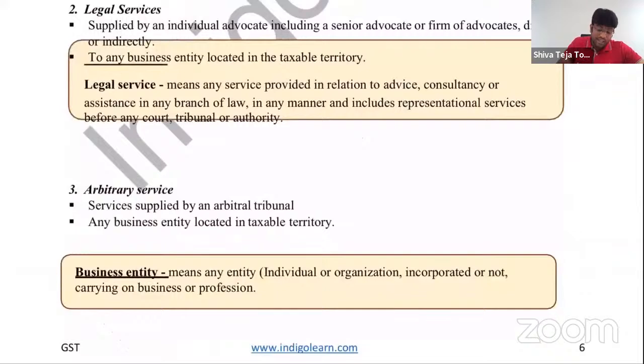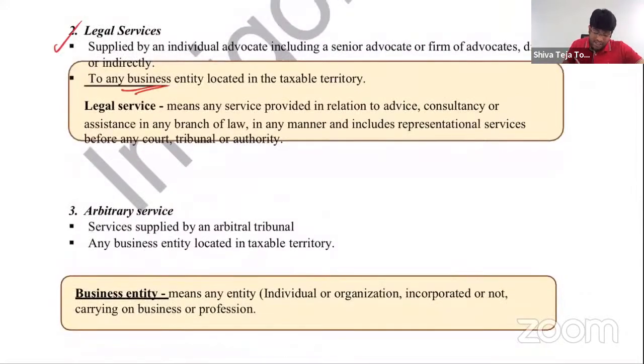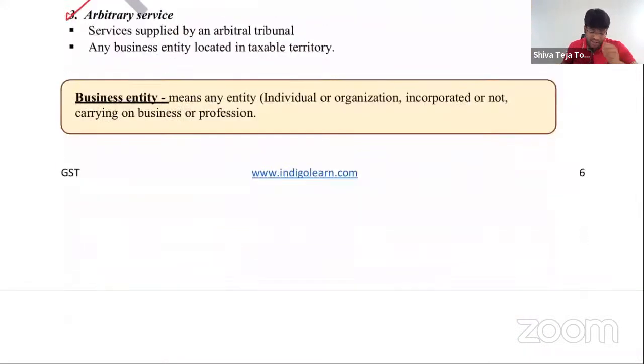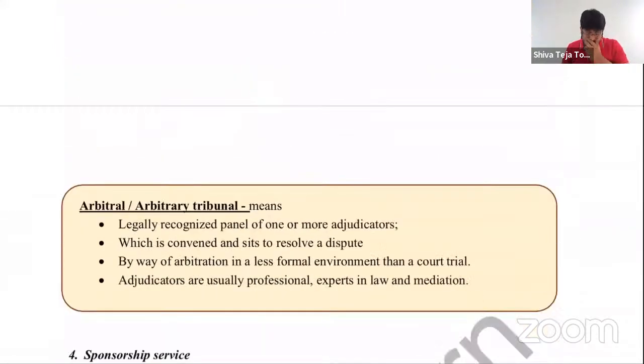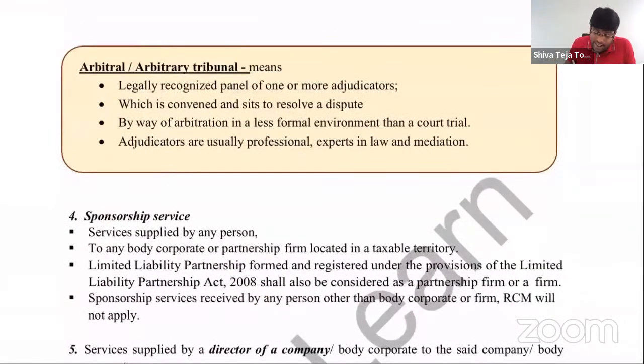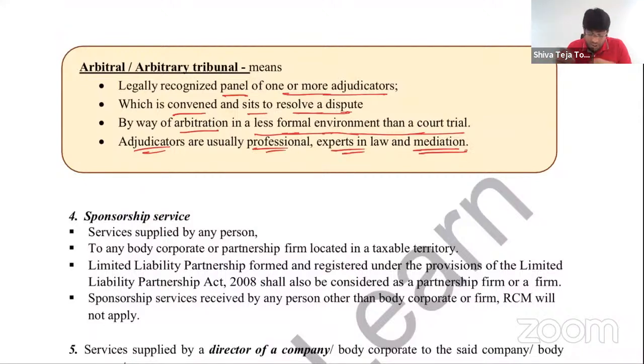Second one, legal services. That is also covered under RCM. Third, arbitral services, arbitral tribunal. What is an arbitral tribunal? A legally recognized panel of one or more adjudicators which is convened and sits to resolve a dispute by way of arbitration in a less formal environment than a court trial. Adjudicators are usually professionals, experts in law and mediation. Next point, fourth point, very, very important.